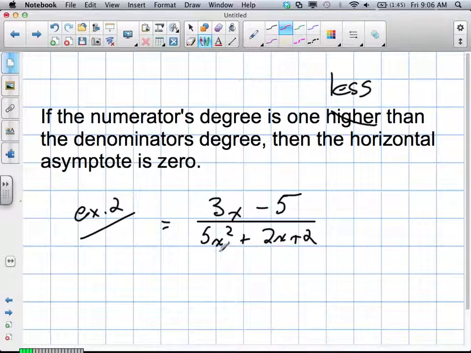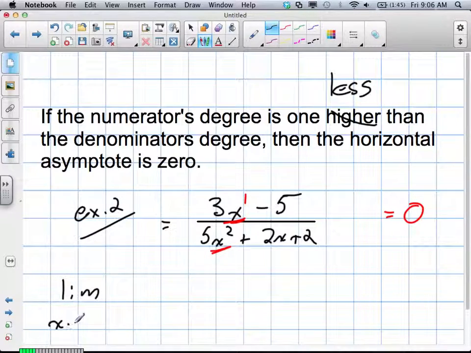So, we look at the highest degree of each of these functions. We have x to the power of 1 and then x to the power of 2. Well, what that means is our numerator is 1 degree lower than our denominator. Therefore, our horizontal asymptote is 0. Let's test this theory.